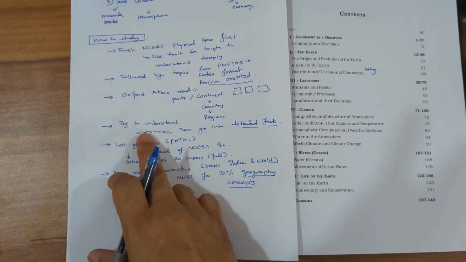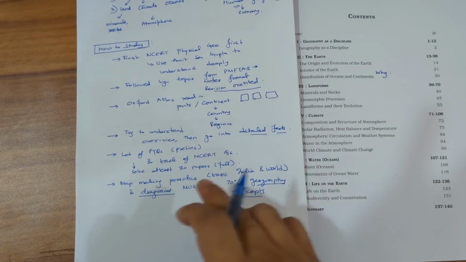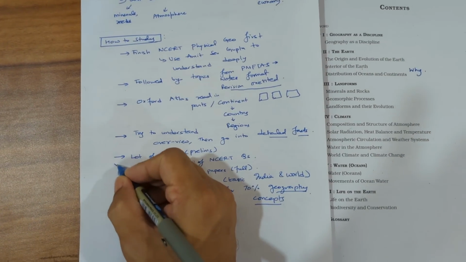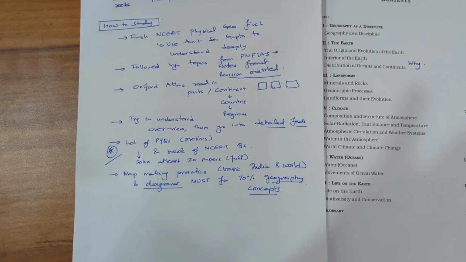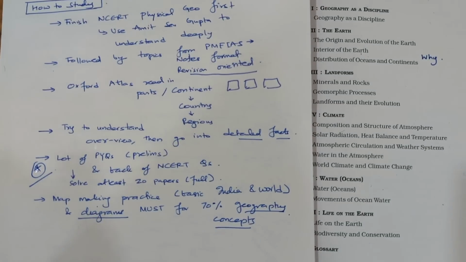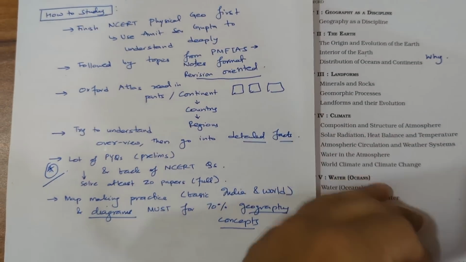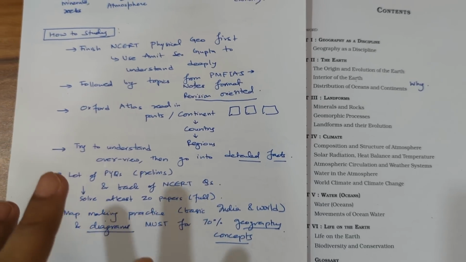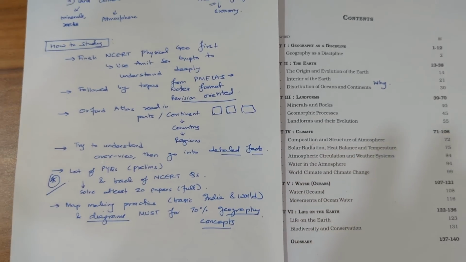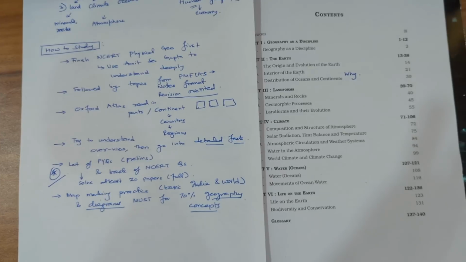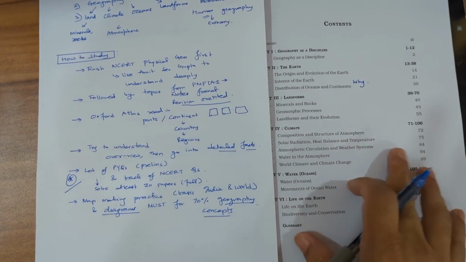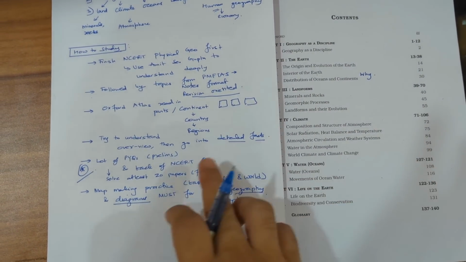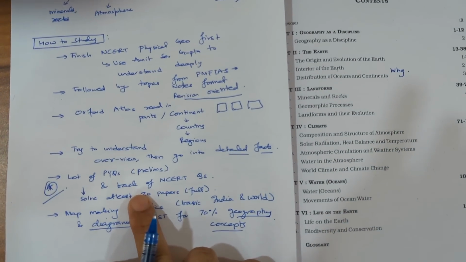Okay, like I said, try to understand the overview and then go to detailed facts. This is very, very important. Do a lot of previous year questions, a lot of mock tests, a lot of exercises from the NCERT book, and solve at least 20-30 full papers, and at least 10 dedicated geography papers, because from a prelims point of view and from a mains point of view, geography is an important subject. So I would say go ahead and do a lot of that.